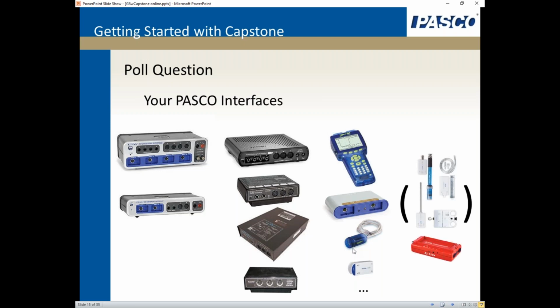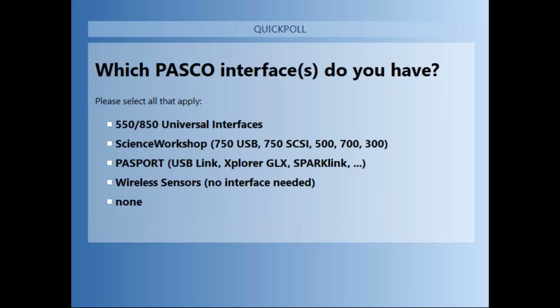So if you happen to have some of these PASCO interfaces, let us know in the poll that I'll open in just a moment. And you can see the options there between universal interfaces, the black box Science Workshop, the blue Passport for our blue Passport sensors, and wireless sensors, which don't actually require any interface. Or if you're just taking a look at Capstone for now, you may not have any PASCO sensors yet. So you can choose more than one if your school has more than one. And we have most of the votes in here already. Fantastic. Let me leave it open for about 15 more seconds to give you a chance to check all of those that you have in your school system.